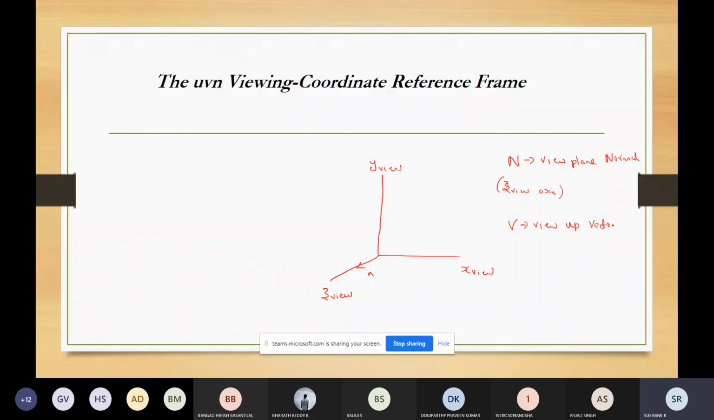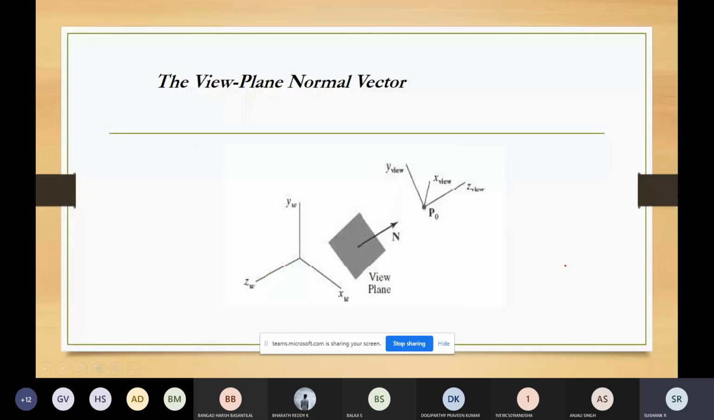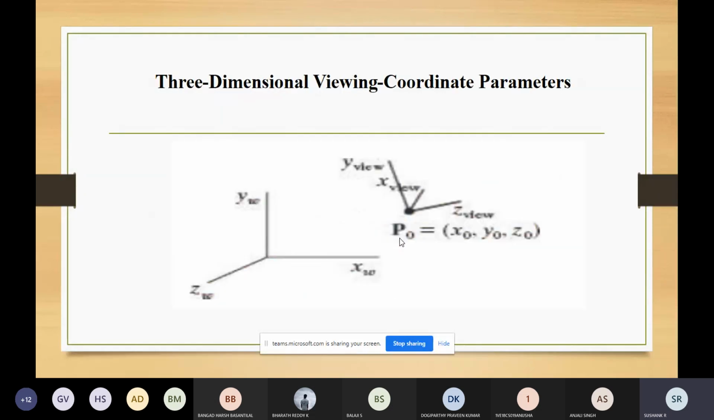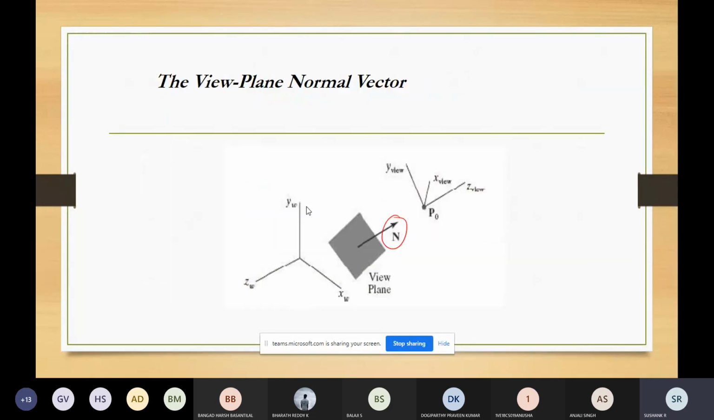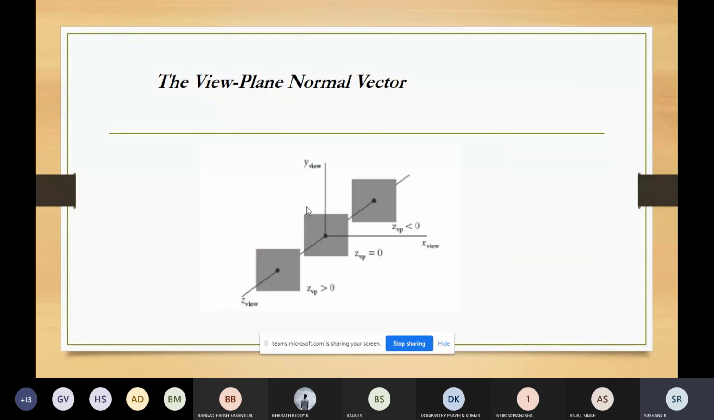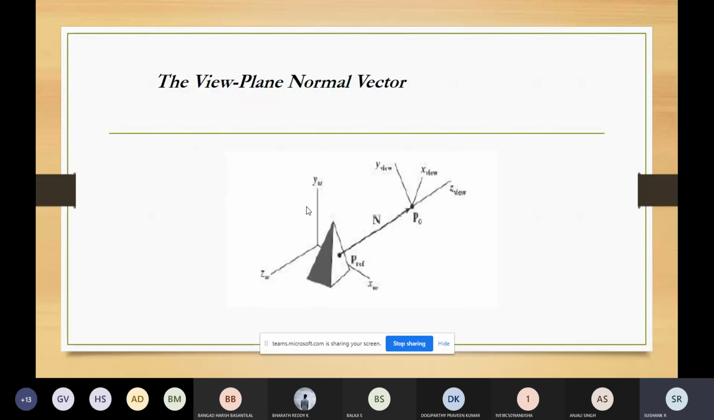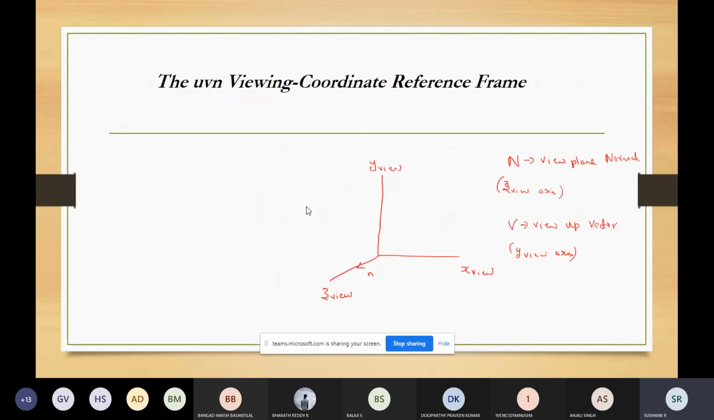The view up vector can be used to give the direction of the Y view axis. This we have already seen in the previous slides: N, the view plane normal, and Y view, which will contain the vector V. We already derived this from the previous concepts, and we are now implementing the UVN viewing coordinate reference.